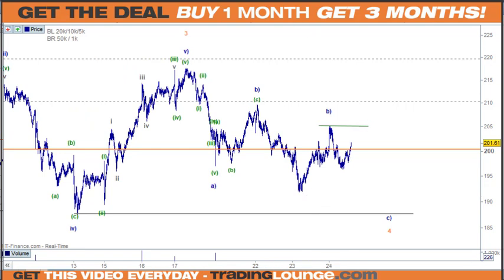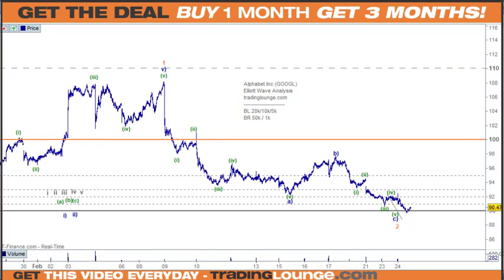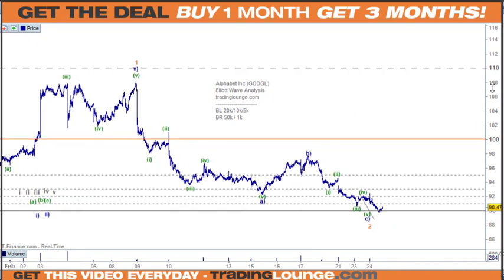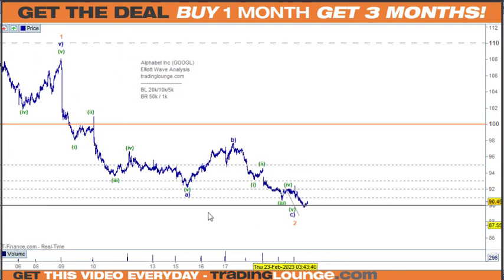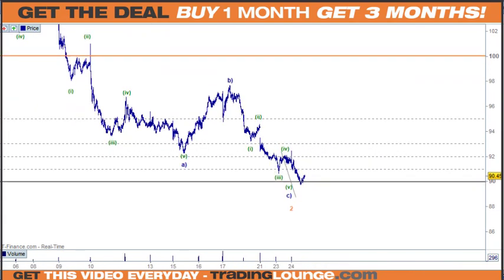Okay, I'm going to move on from that one now. Alphabet, a bit like Amazon, really had that big sweeping move down, and the A wave and the B wave, and then even though the C wave is a bit short for this one here, I think that we're sort of on the right track here for this.